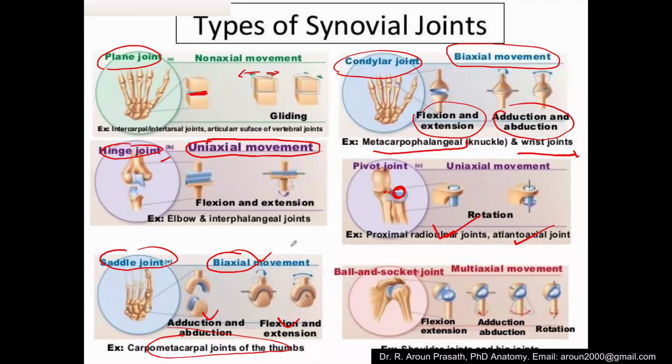Then ball and socket: as such, you put a ball in a socket and you can rotate in any plane and axis. Examples are the shoulder and the hip joint. For each and every joint there is a normal range of motion.